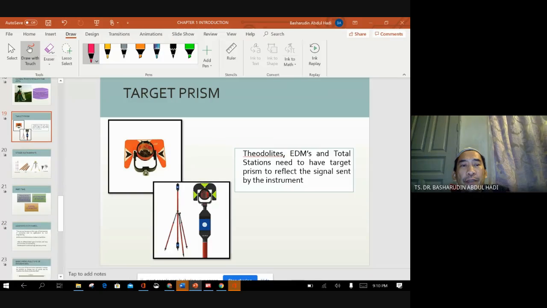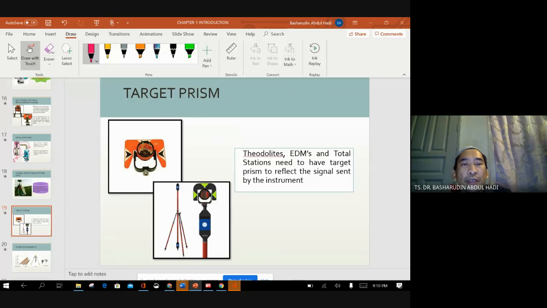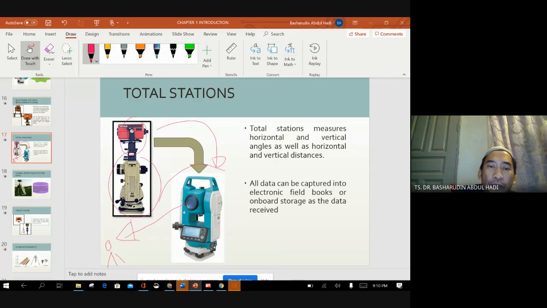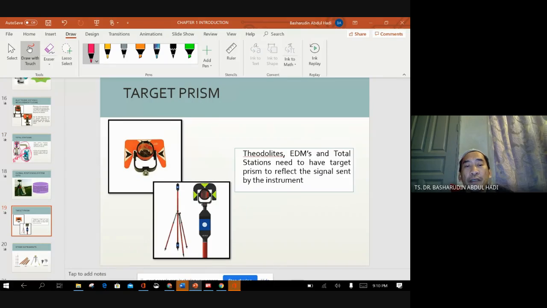Okay, this is a target prism. The target prism is normally used with a total station. Why? To make sure that the laser hits the prism. The prism will reflect your laser back, so the station can calculate the distance automatically. For example, the laser goes out and then comes back to the total station. Okay.